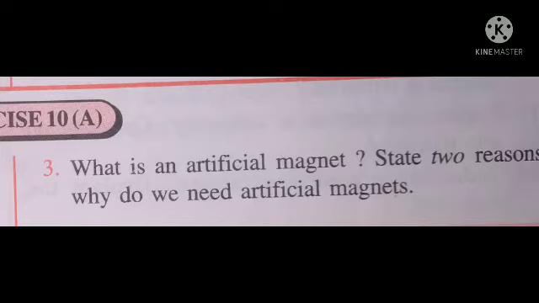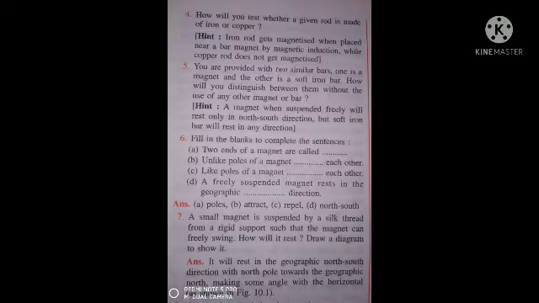Question number 4. How will you test whether a given rod is made of iron or copper? So, the answer is, an iron rod is magnetized when placed near a bar magnet by magnetic induction, while a copper rod is not magnetized.